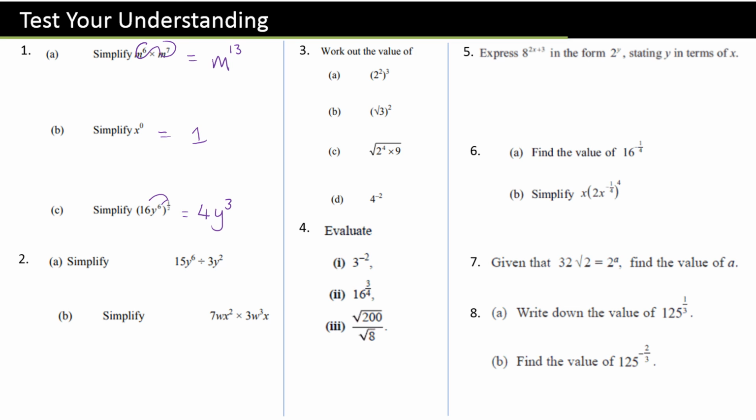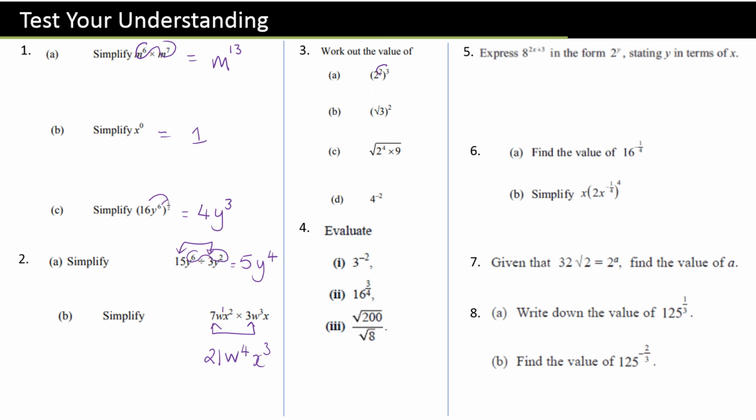For number 2, normal rules of division will apply for the 15 and the 3. So 15 divided by 3 is 5, and then you have to apply rule 2 and do a takeaway, so you're going to have y to the 4. Normal rules for multiplication for the 7 and the 3 give you 21. W to the 1 then times by w cubed is going to be w to the 4, adding those indices, and then x squared times by another x is going to give you x cubed.